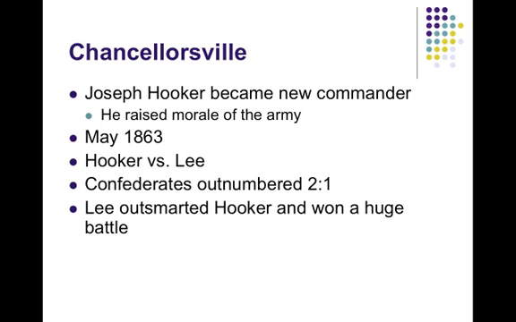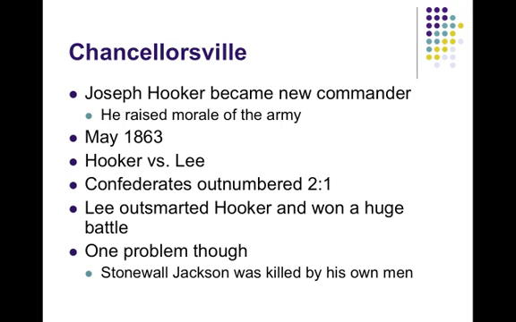Robert E. Lee makes this crazy move. He divides his soldiers into 3, even though he already has only half as many soldiers. He divides the soldiers into 3, and he attacks Hooker from different angles, and he ends up winning. It's a huge victory, but at a major, major cost.